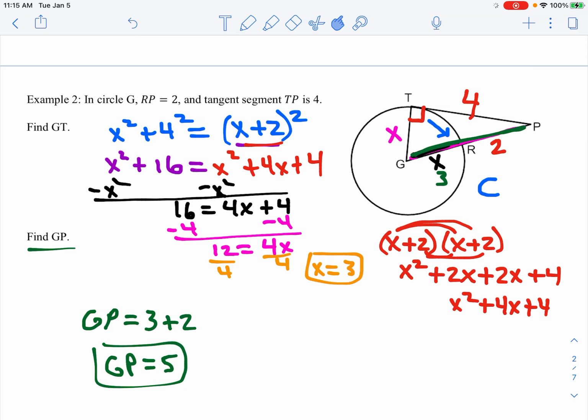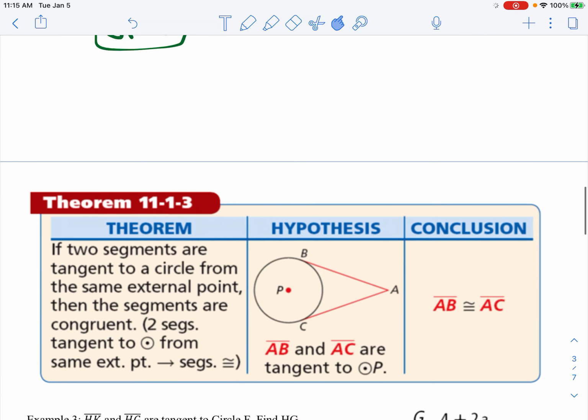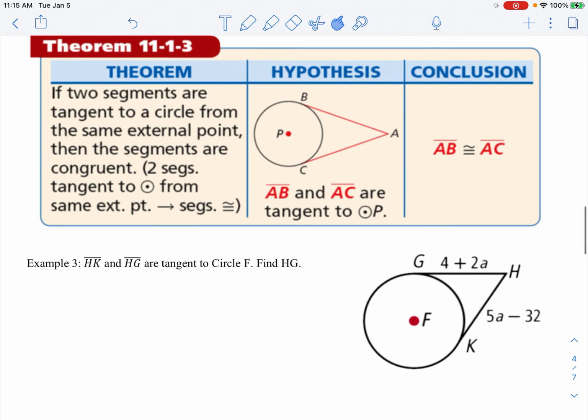All right, let's go ahead and get to the second property. Theorem 11.1.3 talks about what happens when two tangents to a circle come from the same external point. What ends up happening is it forms like an ice cream cone. And these two pieces become equal off of our circle. So the two tangents become equal to each other. So AB equals AC, so to solve it, we're going to set the two pieces equal to each other.